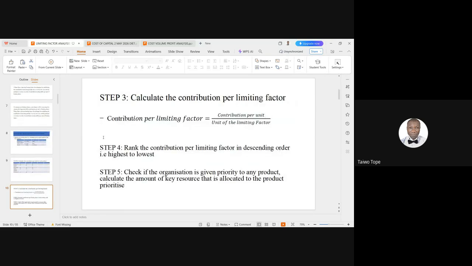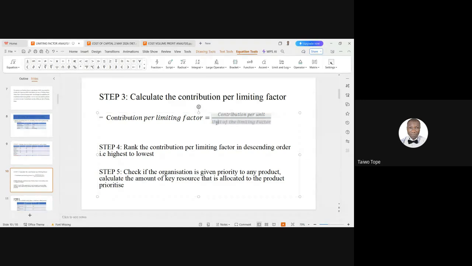How do you determine your contribution per limiting factor? Step 3. Calculate the contribution per limiting factor in the following order. The contribution per unit you derive in step 2, divide by unit of the limiting factor. Unit, take note. What do we mean by unit? One.